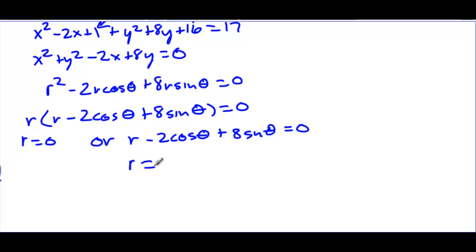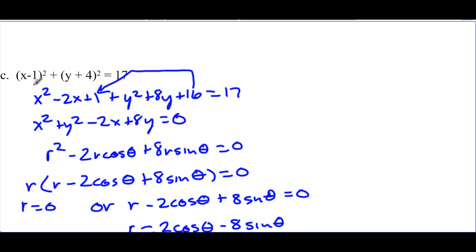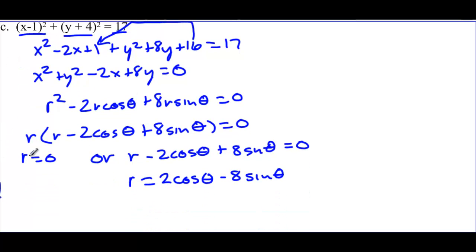Now, when we write polar equations, we need r equals. I'll add the 2 cosine and subtract the 8 sine. So we have r equals 2 cosine of theta minus 8 sine of theta. When I look at this equation back here, this is a circle with a radius squared of 17. This equation is just the pole. It's the origin. So that's not the right answer. This is the answer right here.